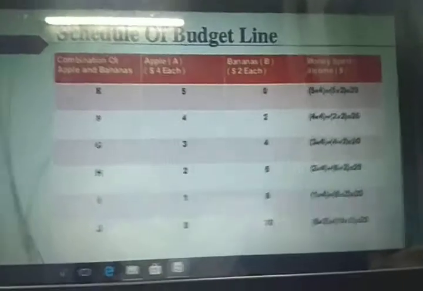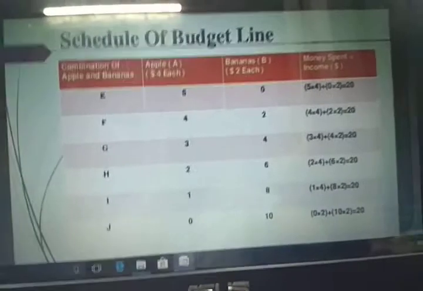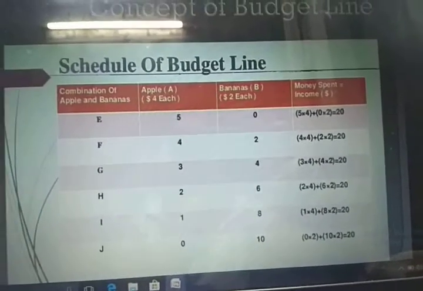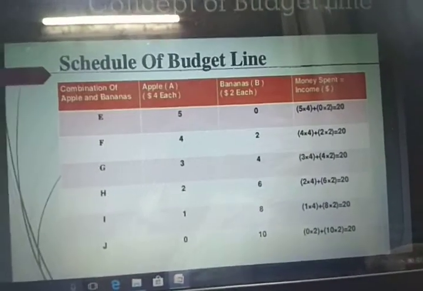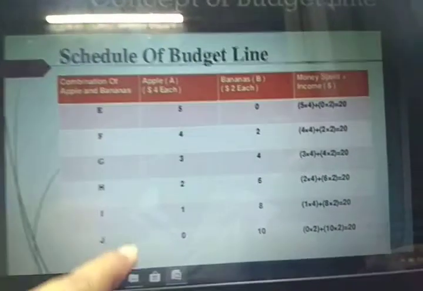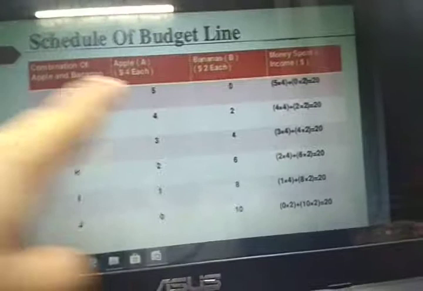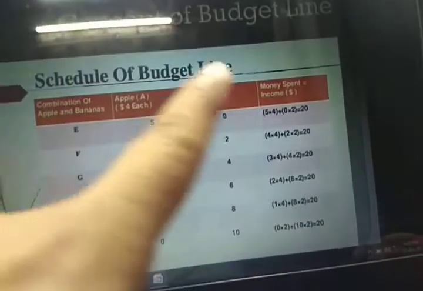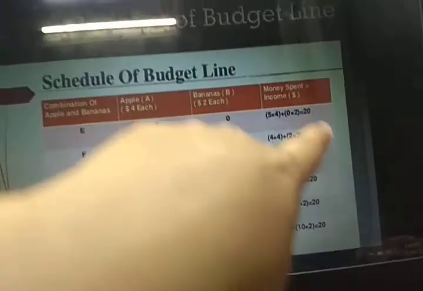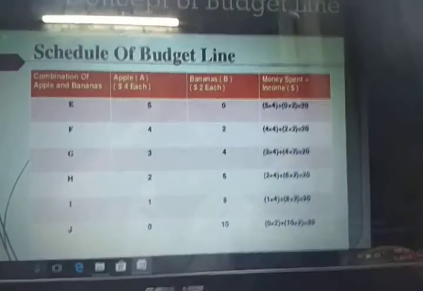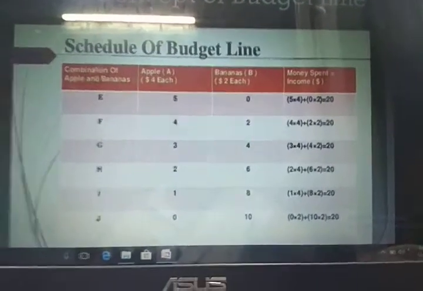So this is what we see, that the schedule of budget line is one wherein you have started from 0 units of banana and you reach 0 units of apple, and at all the possible combinations which you can consume of apple and banana, every time you are spending your complete money income, that is 20 rupees.